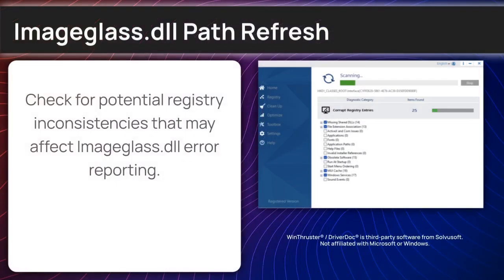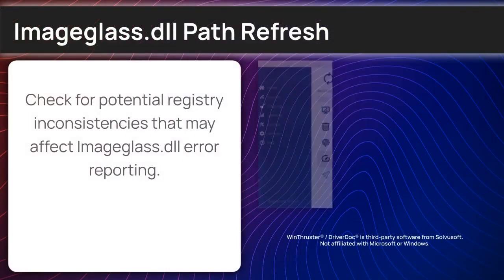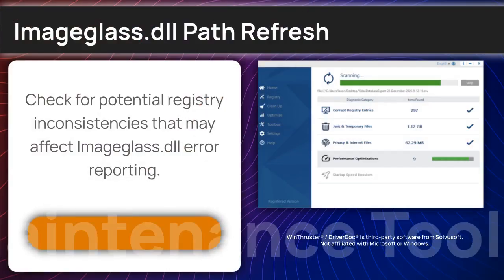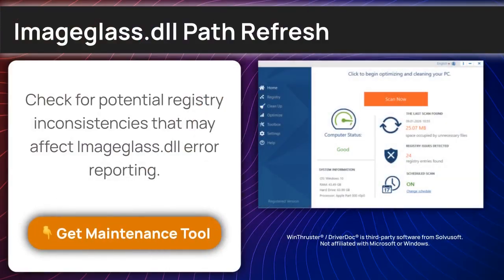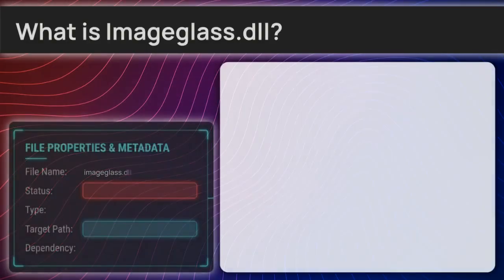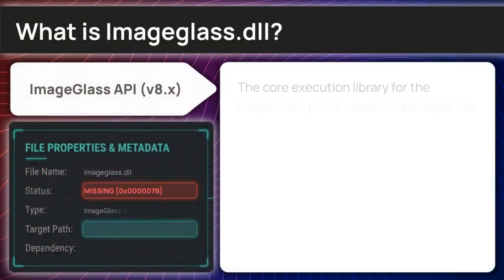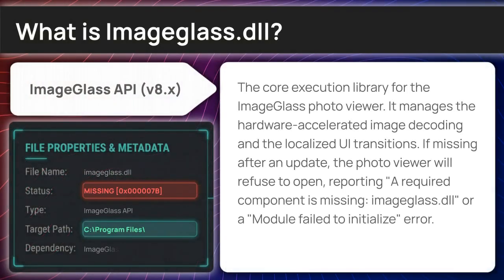To start the walkthrough for ImageGlass Library, you can follow my technical guide or use a utility designed to optimize your system configuration. This is the ImageGlass Library, the core execution library for the ImageGlass photo viewer. It manages the hardware-accelerated image decoding and the localized UI transitions. If missing after an update, the photo viewer will refuse to open, reporting a required component is missing, ImageGlass DLL, or a module failed to initialize error.